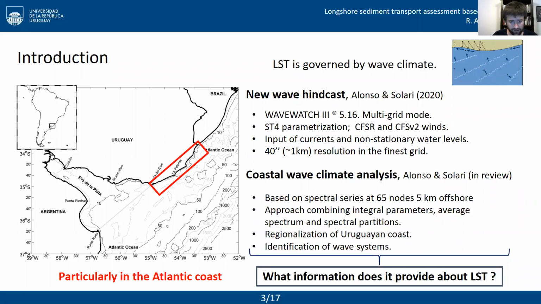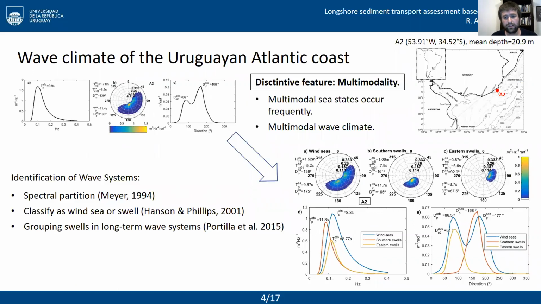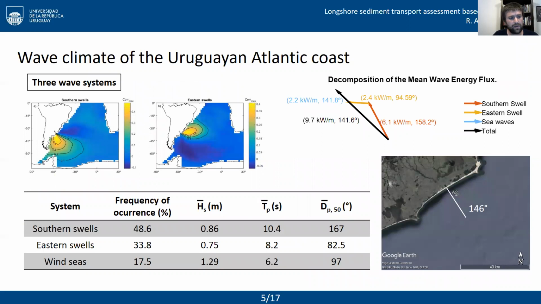The Atlantic coast is interesting because it presents a multimodal wave climate. Sea states that coexist, local waves, wind seas, with one, two, or more than two swells, frequently occur. And this is reflected in a multimodal climate where we can identify three wave systems. These three wave systems are local waves, wind seas, and also two groups of swells.